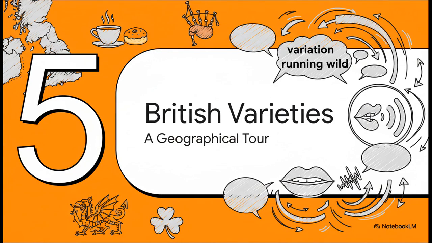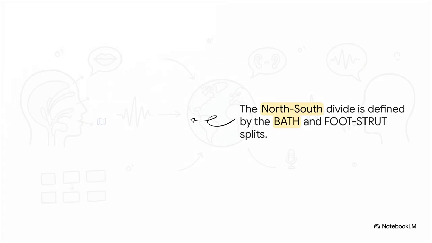Section 5. Regional British Varieties. Let's zoom in on traditional British dialect regions. The North-South divide in England is absolutely massive. It's primarily defined by the Bath split we covered earlier, but there's also the foot-strut split. In the south of England, words like foot and strut use two completely distinct vowel sounds. But in the north, those vowels merge right together, meaning put and put actually sound exactly identical.